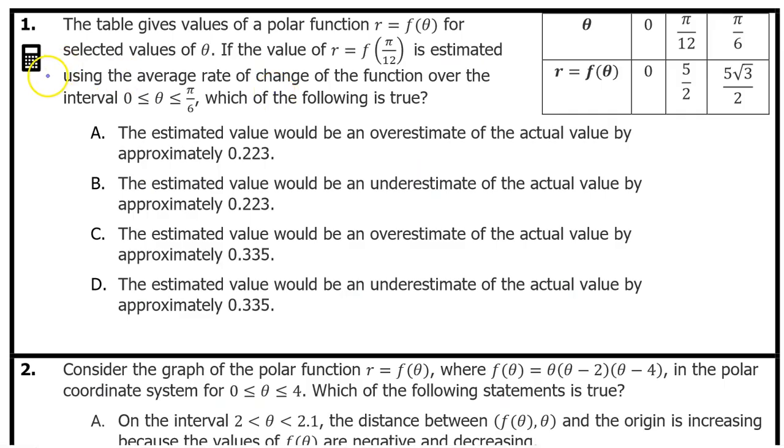Number 1 is calculator active, so we will use our graphing calculator as needed. The table gives values of a polar function r equals f of theta for selected values of theta. If the value of r equals f at pi over 12 is estimated using the average rate of change of the function on the interval from 0 to pi over 6, which of the following is true?